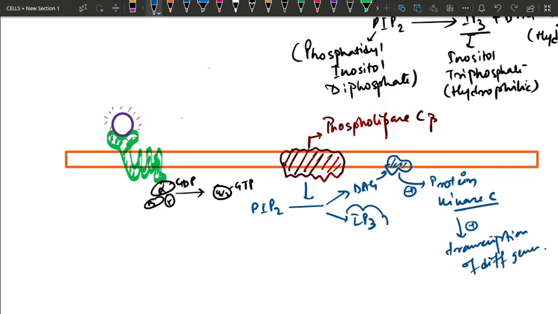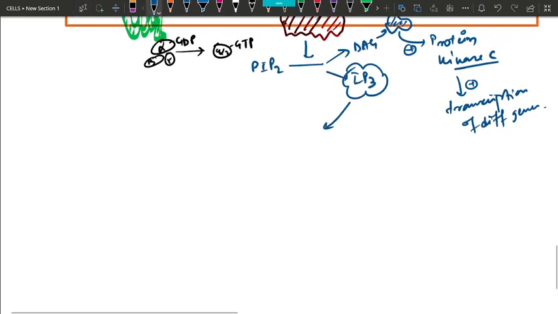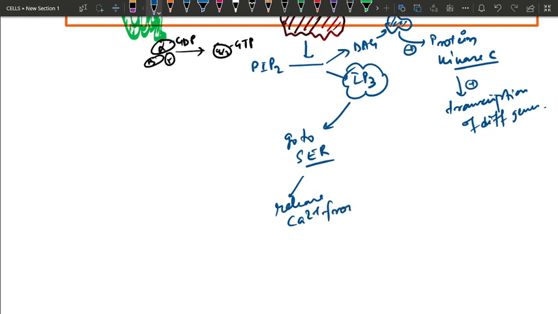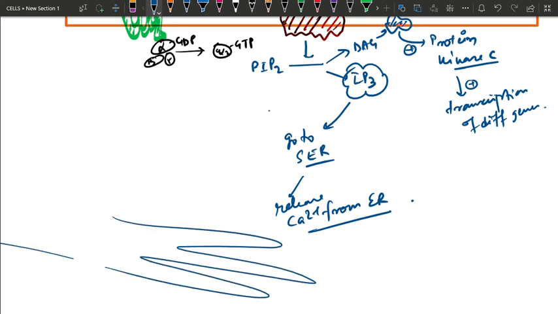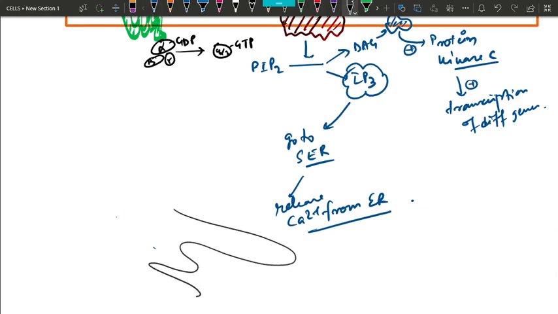Now this IP3, which is now broken from the PIP2. Now what is the function of IP3? IP3 will go to the smooth endoplasmic reticulum, and it will release the calcium 2 plus from the endoplasmic reticulum. So suppose this is the endoplasmic reticulum, smooth endoplasmic reticulum. So if I draw the endoplasmic reticulum, 1 second. So suppose this is the endoplasmic reticulum.